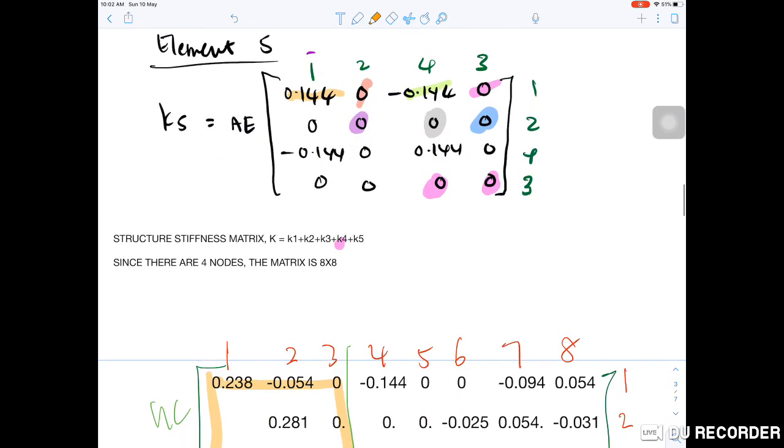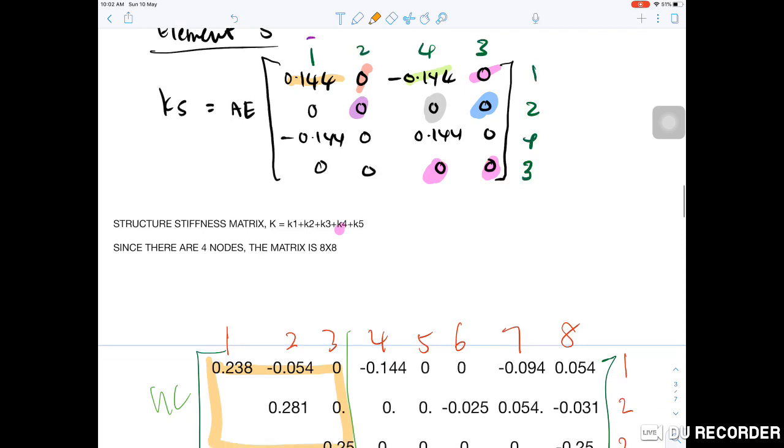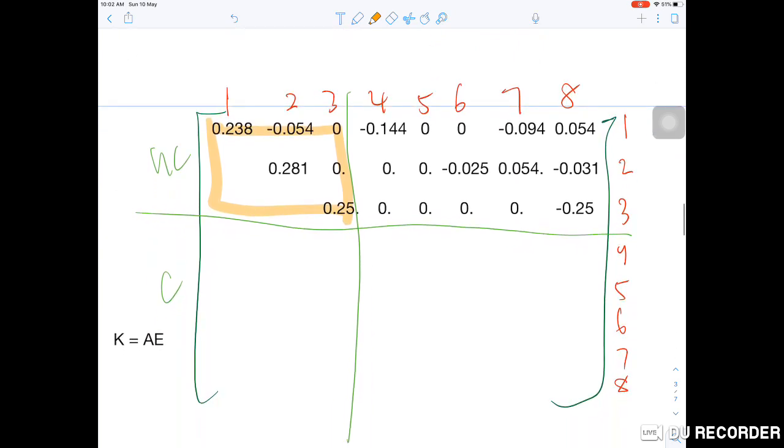So all these labels of degrees of freedom show the position inside the structure stiffness matrix. Using that, we can determine all the values. In this matrix, all the values from 1,1, 1,2, 1,3, 1,4, 1,8 until 8,8 can be determined from the 5 element stiffness matrices. So find them one by one.